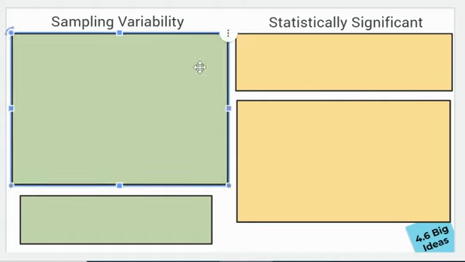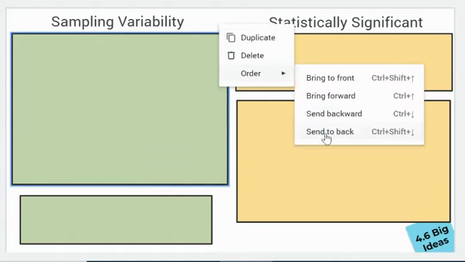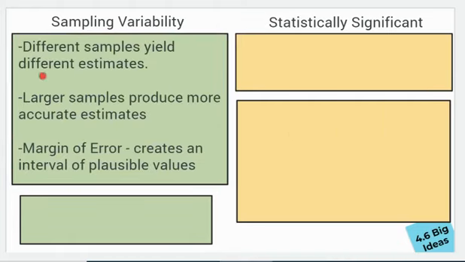Well, what it basically means is this, that different samples are going to yield different estimates. Sometimes sampling variability is also referred to as sampling error. But it just means different samples are going to give you different estimates. That's what a sample is. We collect a random sample in order to estimate a population parameter. So different samples are going to give us different estimates.